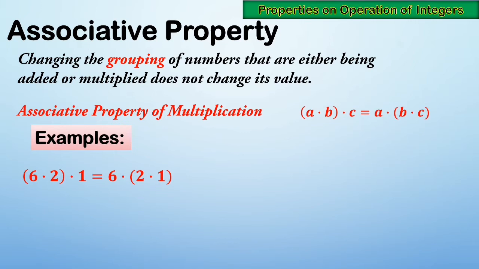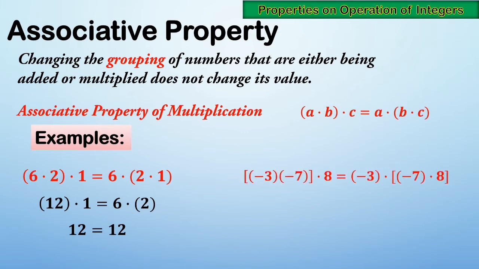Okay. 6 times 2 is 12. 2 times 1 is 2. Ayan siya. 12 times 1 is 12. 6 times 2 is 12. Pareho lang yung sagot. That is associative property of multiplication. Another example, negative 3 times negative 7. Nakagrupo sila. Times 8 is equal to negative 3.